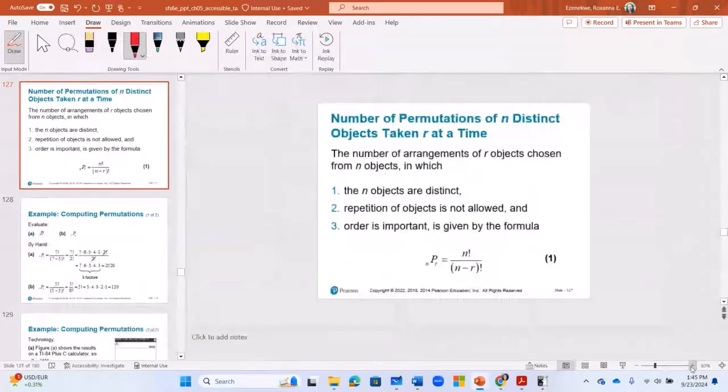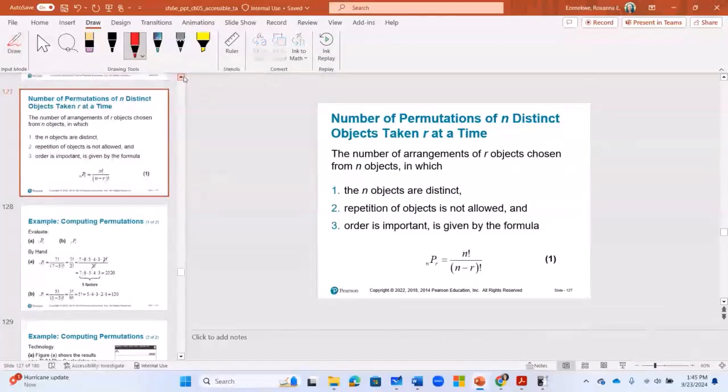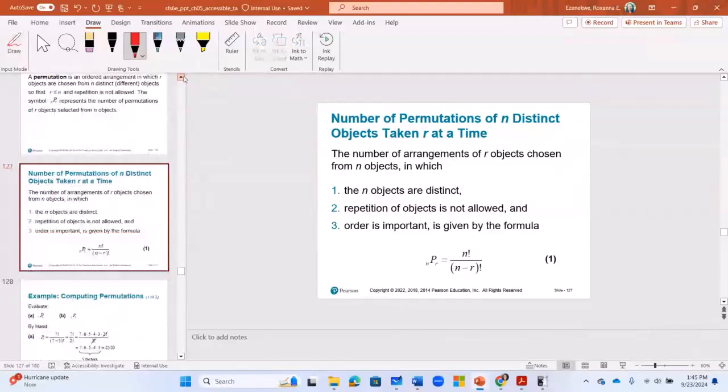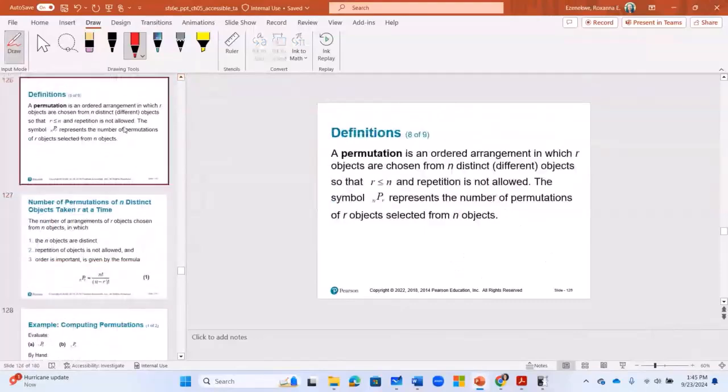Okay. Number of permutations of any distinct objects taken R at a time. The number of arrangements of R objects chosen from N objects. Okay, we want to know what is the most important thing. How do I know that a question is a permutation question? That is the biggest problem. This is what students are going to ask, maybe at the end of the day. So let's read the definition.